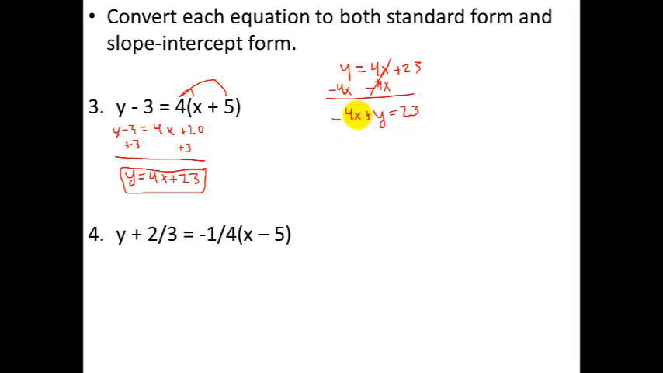Now I need to change the sign because my leading term is a negative, so I can multiply everything by negative 1 or divide everything by negative 1. I'll choose multiply by negative 1. That effectively changes all the signs. So I get a positive 4x minus y equals negative 23. You have to remember to do it to both the left and right side of the equation. So here's standard form, here's slope-intercept form.